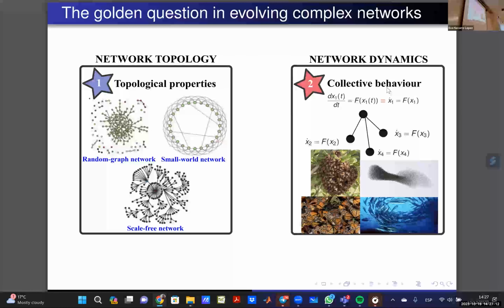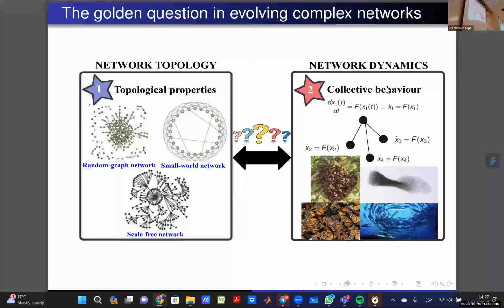In the world of complex networks, we analyze topological properties with different models. We have random graph networks, small-world networks, and scale-free networks, basically, and more models. Depending on the topology, we can reproduce different shapes with different computational paradigms. But we also have network dynamics, because self-organization and emergent properties are dynamics. So we need a collective behavior that we can describe with dynamical systems, and we can reproduce all this type of behavior. The problem is connecting this.